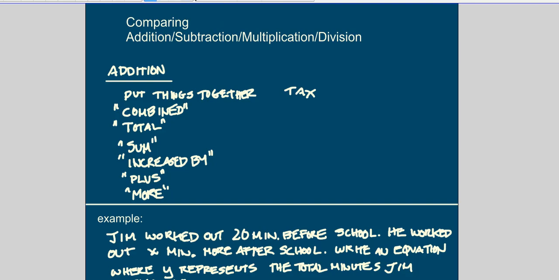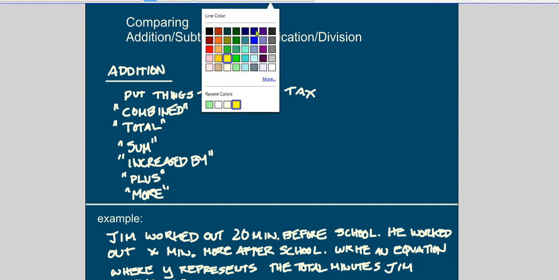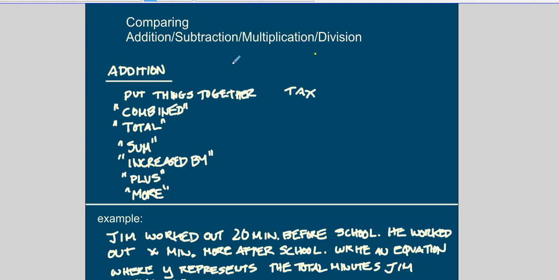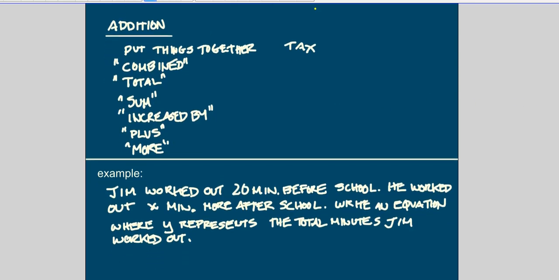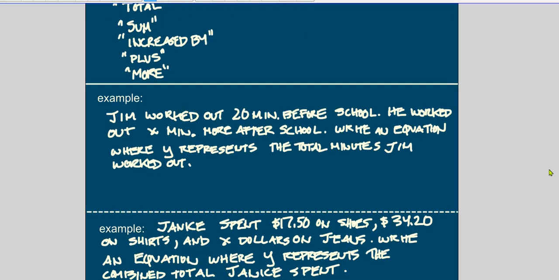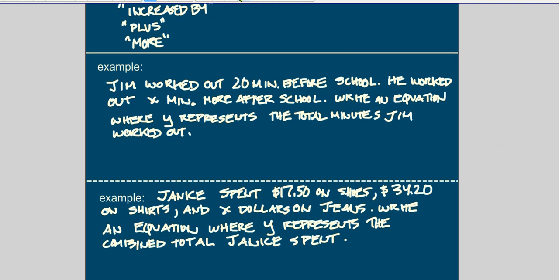So first, let's start with addition. Some phrases and words that you might come across that would mean adding things would be put things together. When you have a tax, you're going to be tacking that on or adding it on. The words combined, total of, sum, increased by, plus, more. Those are all words that suggest you're going to be using addition. So let's do some examples here.